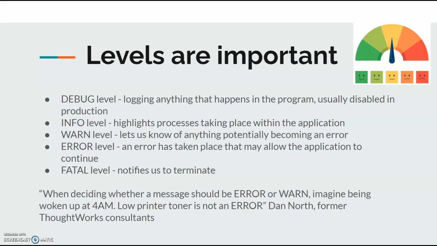Levels are important. Debug level, logging anything that happens in the program, usually disabled in production. Info level, highlights processes taking place within the application. Warn level, lets us know of anything potentially becoming an error. Error level, an error has taken place that may allow the application to continue. Fatal level notifies us to terminate. When deciding whether a message should be error or warn, imagine being woken up at 4 a.m. Low printer toner is not an error.